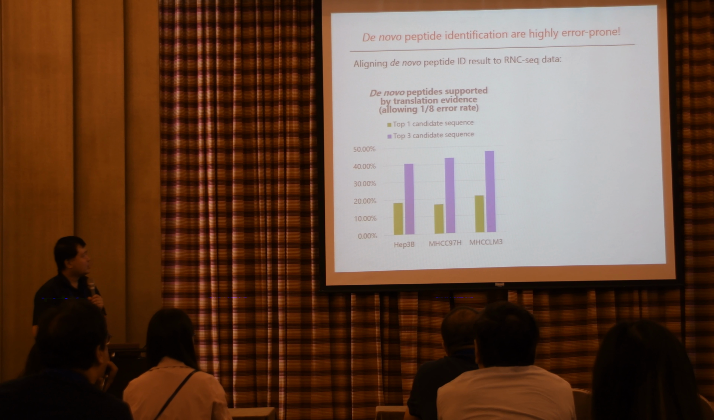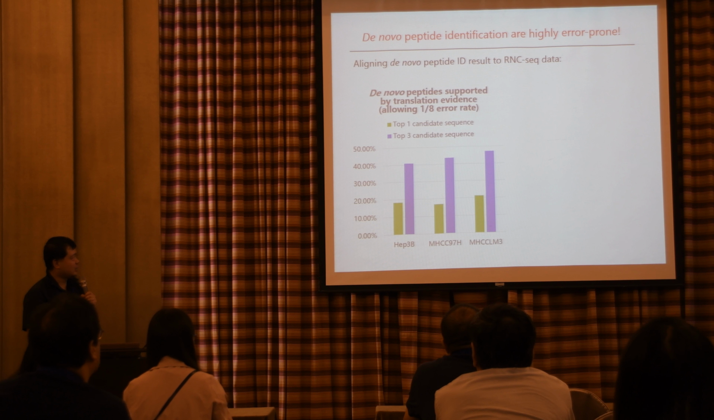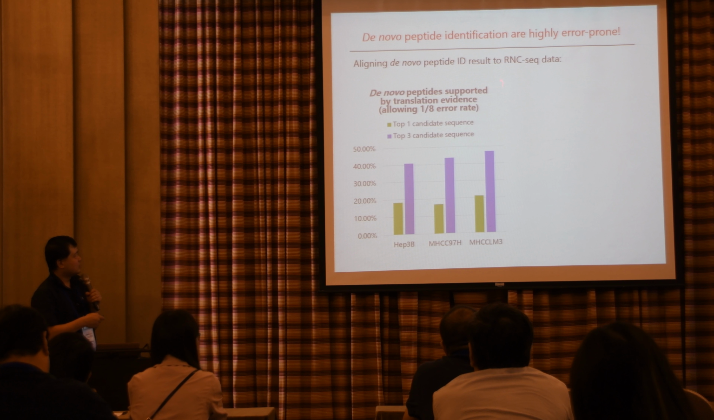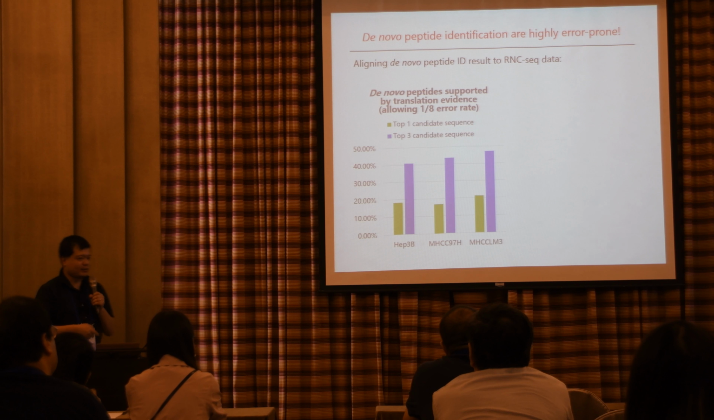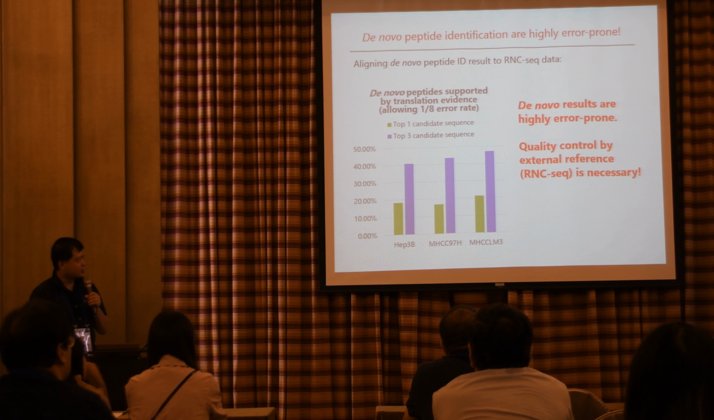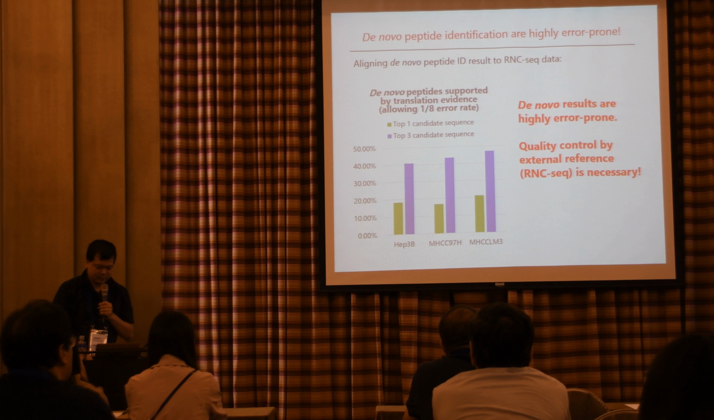When we used RNC-seq data to control the quality of the de novo identification, we figured out that only a small fraction, namely approximately 20% of the de novo peptides, were supported by translation evidence, which means that the de novo results are highly error-prone. Therefore, the quality control by external reference, especially the RNC-seq, is very necessary.